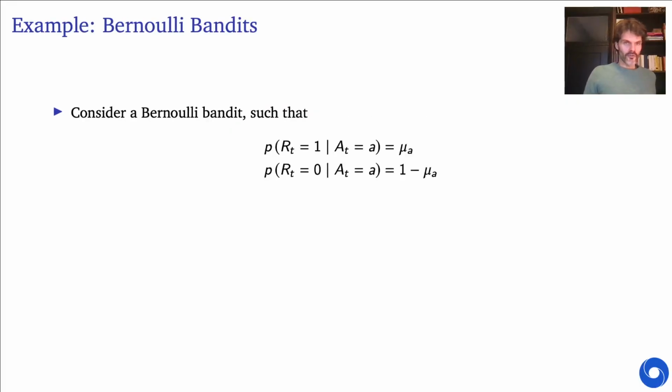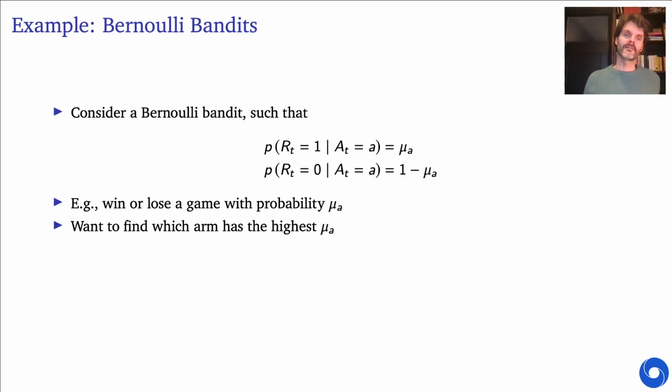So, to make that more concrete, consider a Bernoulli bandit again, where there's some probability mu that you'll get a reward of 1, and therefore a probability of 1 minus mu that you get a reward of 0 for some action A. For instance, you can think of winning or losing a game with that probability. And we want to find the arm with the highest mean. So we want to find the strategy that is most likely to win the game.